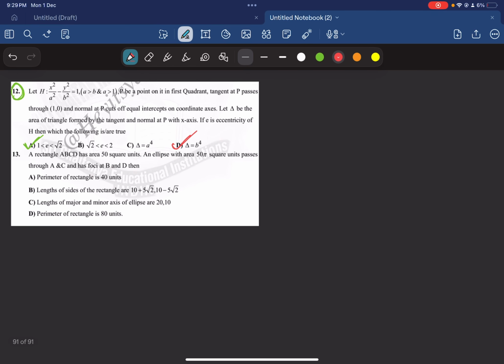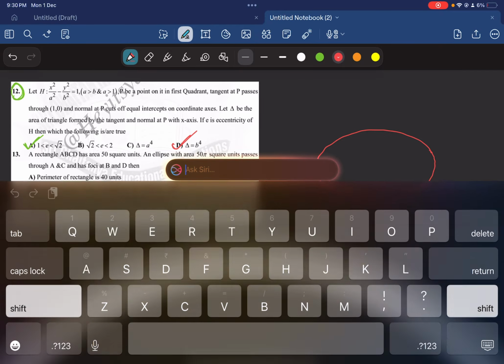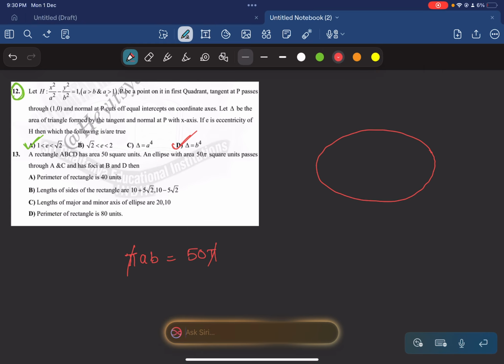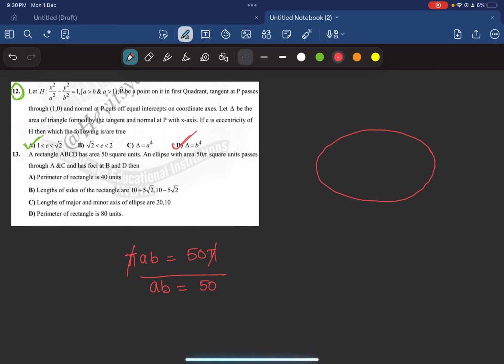So now let us proceed to the next question. A rectangle ABCD has area 50 square units. An ellipse with area 50 pi square units passes through A and C. First let us draw the ellipse. This is the ellipse. So the area of the ellipse is pi ab. So this is given as 50 pi. So this and this get cancelled, so your ab is simply 50. This is what we have.